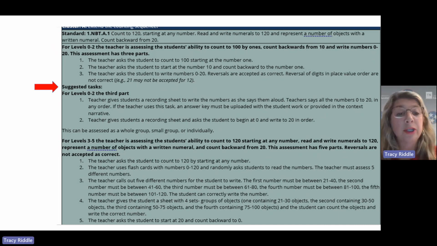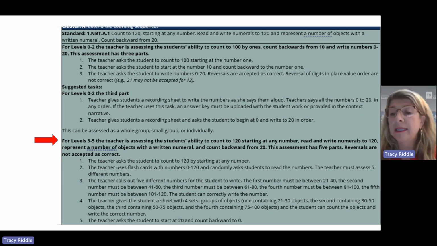Or, teachers could give the students a recording sheet and ask the students to begin at 0 and write to the number 20 in order. This can be done as a whole group assessment, in a small group, or individually. If students have mastered the kindergarten portion, teachers move on to the first grade standard.